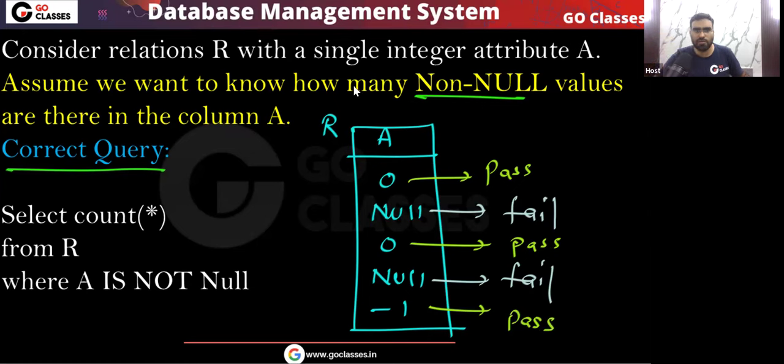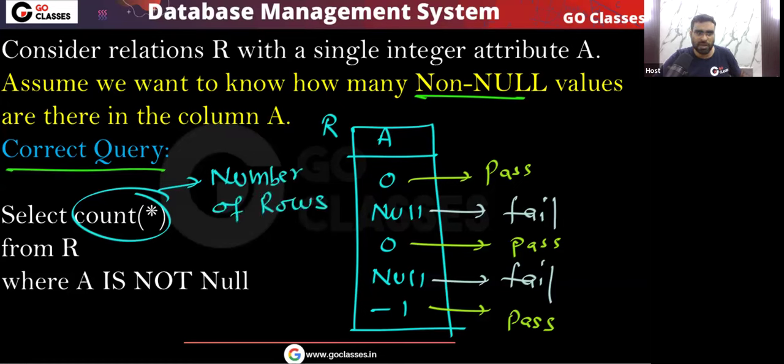So this is what will happen. And you know the count star. The count star will count the number of rows. Yes or no? This will always count the number of rows. Do you agree? This will always count the number of rows, that you already know. Number of rows.